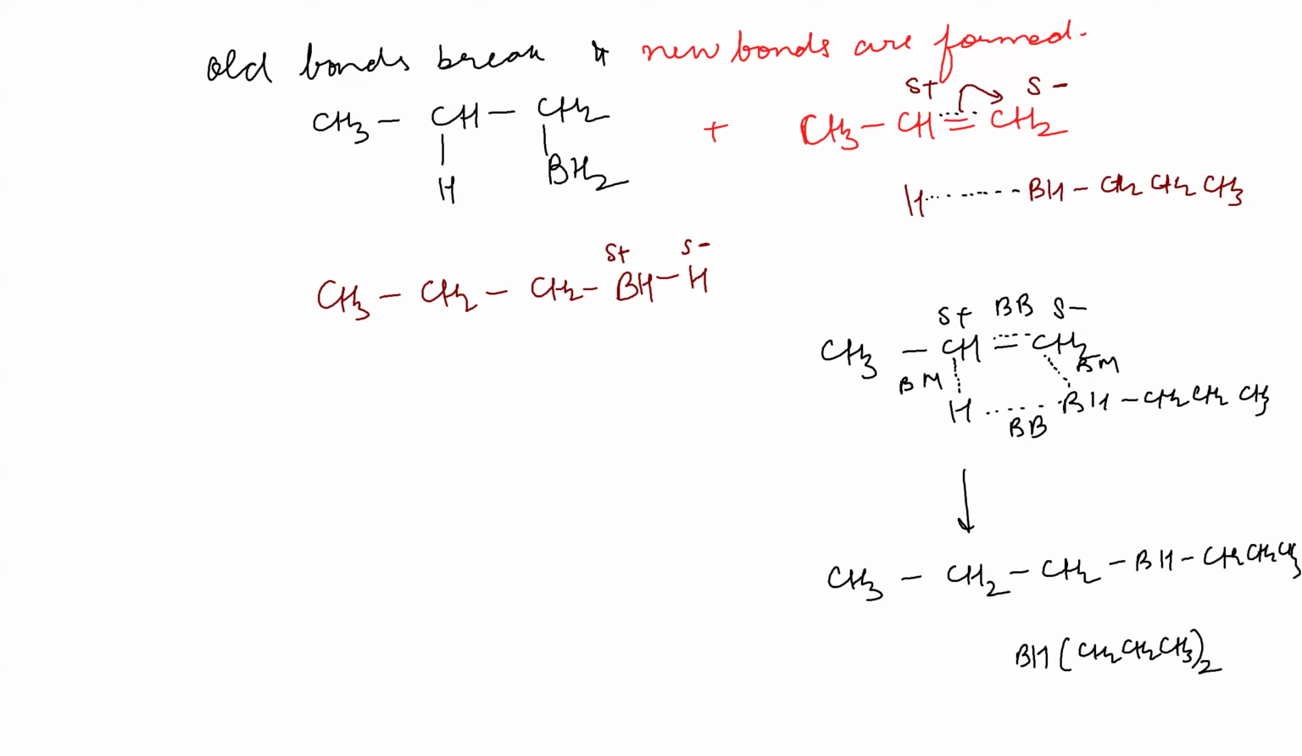Oxidation. Understood? Similarly, we still have one BH, right? So then what do we have? This is another molecule. The third molecule of propene comes. So we'll have CH3, CH double bond CH2, and we will have BH connected to CH2, CH2, CH3 whole twice.